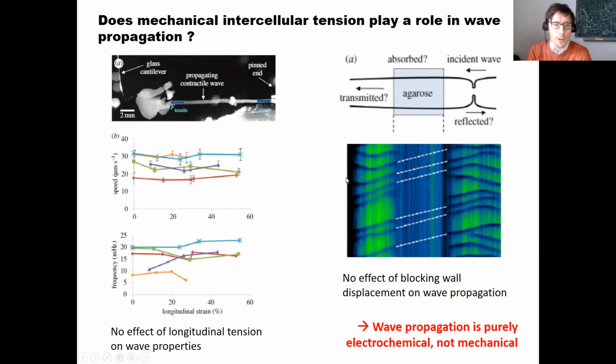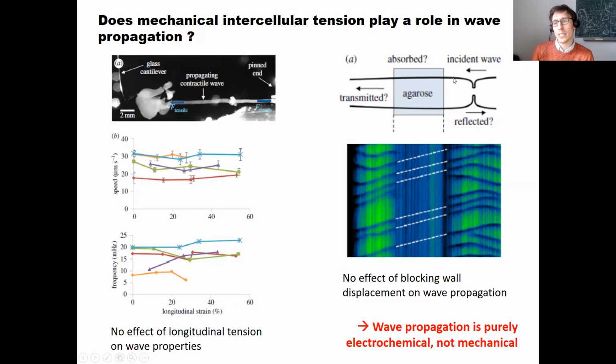We were then further interested in knowing whether there could be any mechanical component that played a role in how the wave propagated from cell to cell. Would cell tension play a role in propagating this wave, a bit like in a violin string? So we performed an experiment where we would stretch the gut by some amount, up to 50%. You can see this here in the graphs, and see whether there was any influence on speed or frequency. We could not find any.